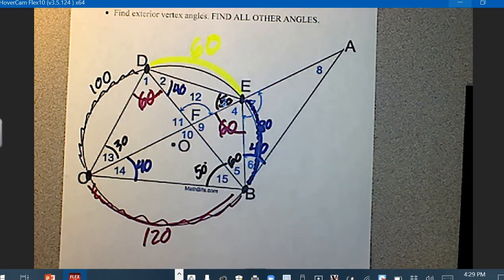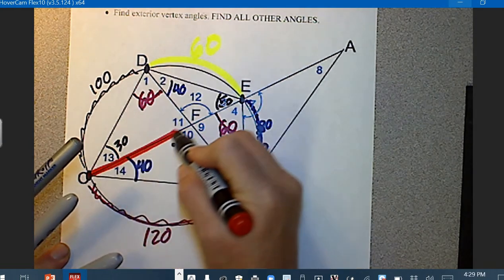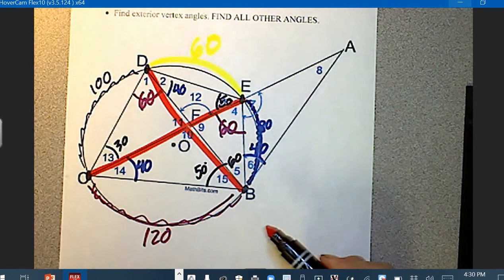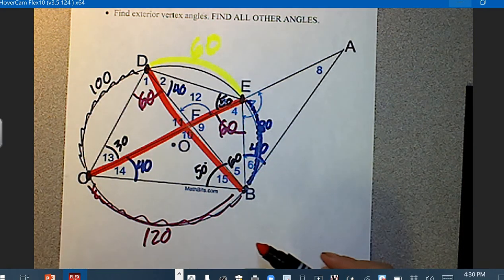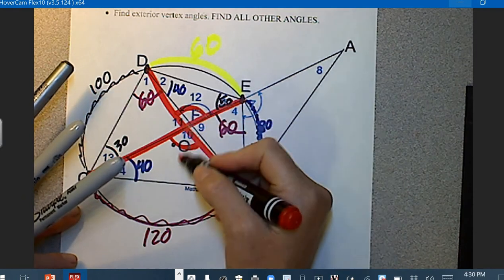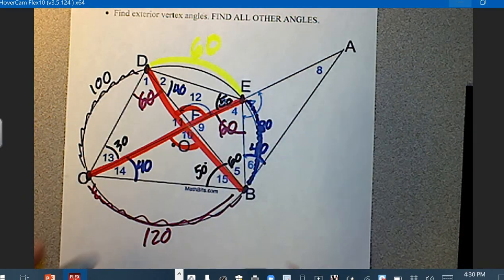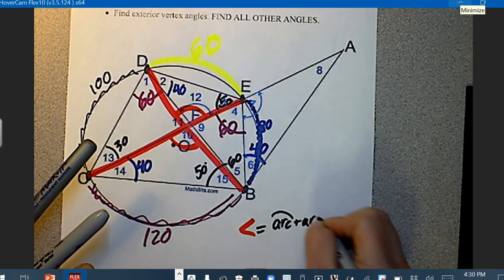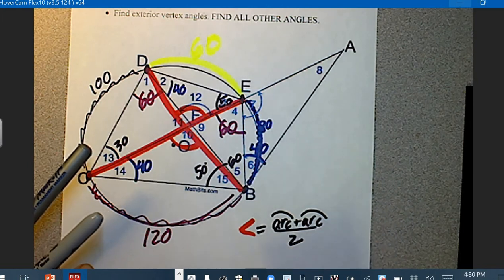It's like, okay, now I have all my inscribed angles. Now I'm going to start looking for other angles. So it's a little bit harder to see these other angles. So I'm going to color them for you. This is a chord. And remember, a chord is arc plus arc over 2. So this and this angle, 10 and 12, that angle is going to be arc plus arc over 2.